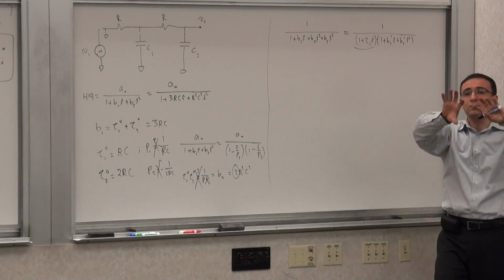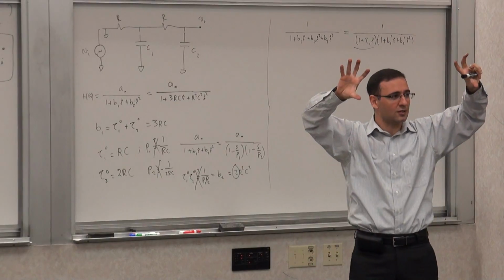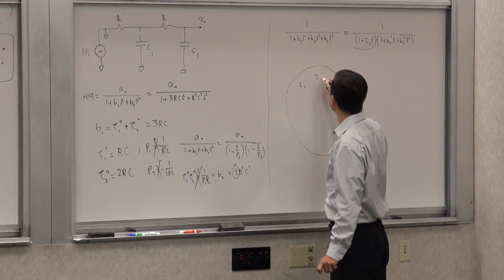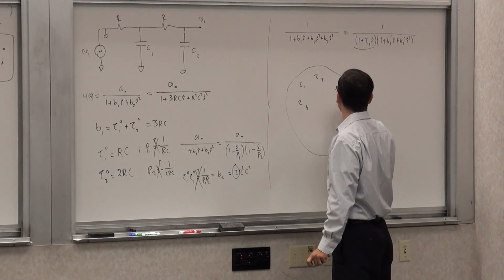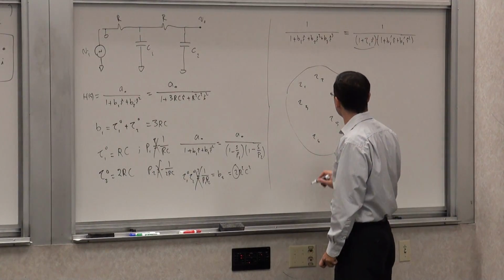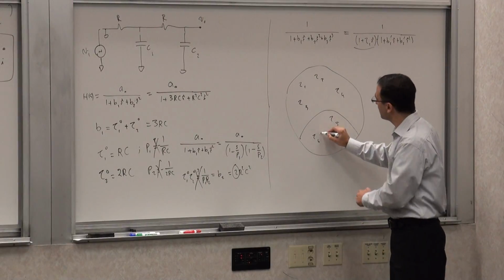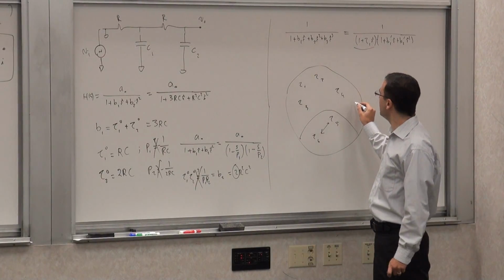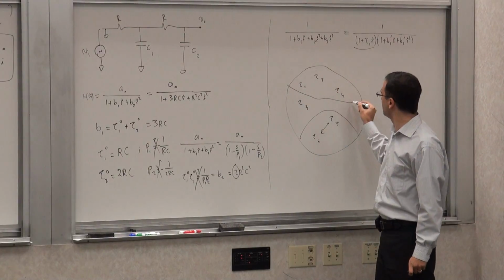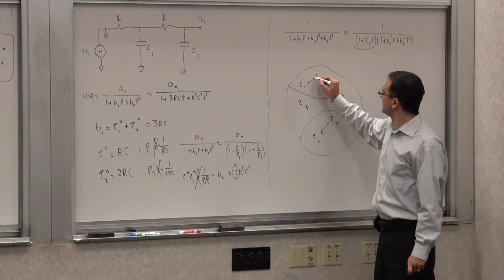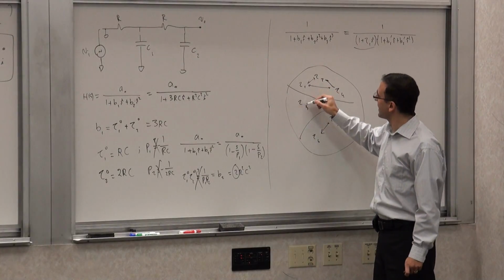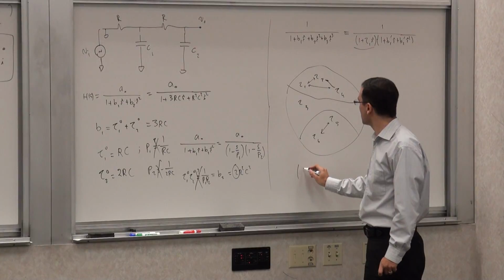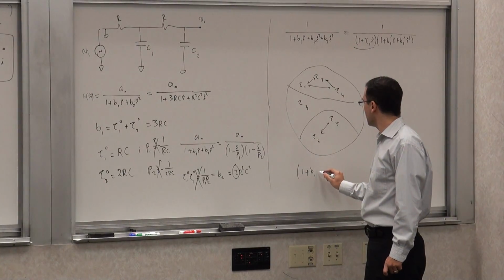You can actually have groups of time constants that are uncoupled from each other. So you can have a bunch of time constants. So let's say these are time constants tau 1, tau 2, tau 3, tau 4, 5, 6, whatever. So you can have these two that are coupled to each other, but uncoupled from the rest. And you can have these three that are coupled to each other, but uncoupled from the rest, and this one that's uncoupled from all of them. So if you have something like this, then what that means is that your transfer function can be written as something like this.